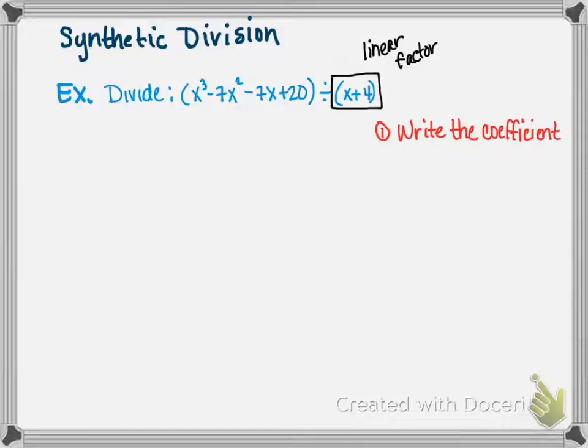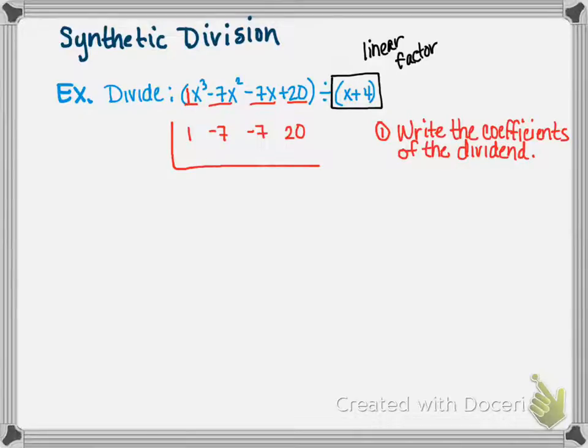First, write the coefficients of the dividend. Remember the x cubed has a 1 as a coefficient. So let's write the 1, the -7, -7, and 20, which correspond to the 4 coefficients. Then we'll draw a box that's kind of like an upside down division symbol.